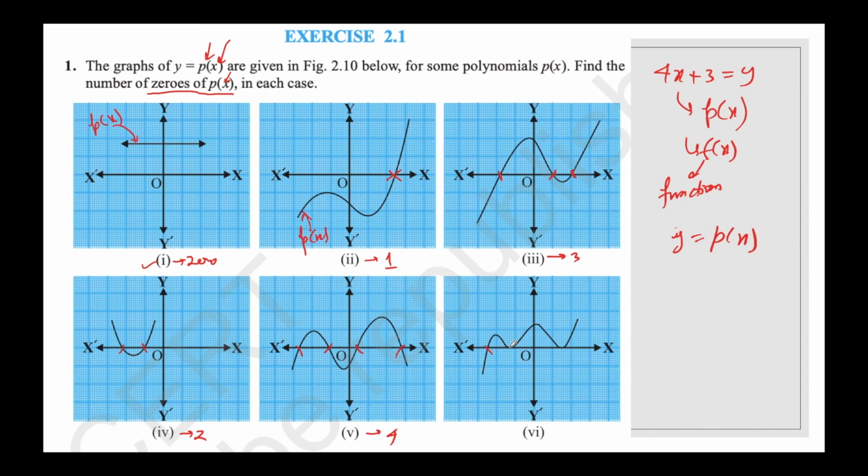Over here, 1, 2, 3. You might say that this is not cutting. No, even a touching part, I need to consider it as a cut. So 1, 2, 3. The answer will be 3. So this is how you calculate the number of zeros from the graph. Alright. And if the equation has been given, you know the drill. You just need to equate it to 0 and then you can find the value from it.